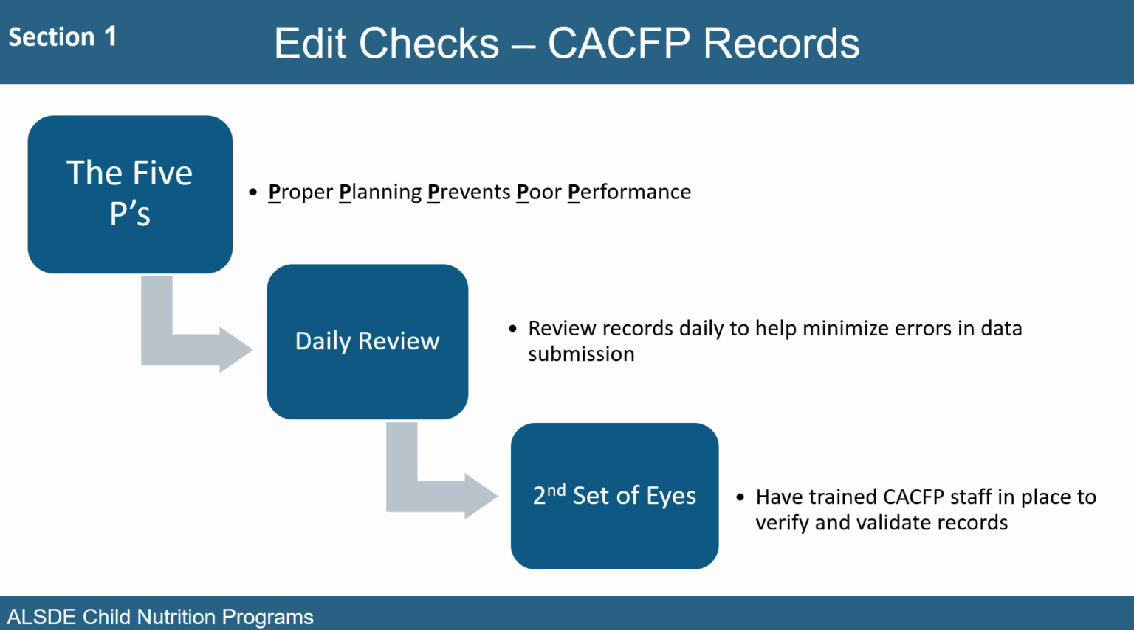This slide provides you with a snapshot on how edit checks can help improve CACFP record-keeping performance. First off, we have the 5 P's. Proper planning prevents poor performance. When you sit down with your CACFP team to plan and strategize, you begin to develop great ideas and techniques that will help your CACFP operate like a smooth machine.